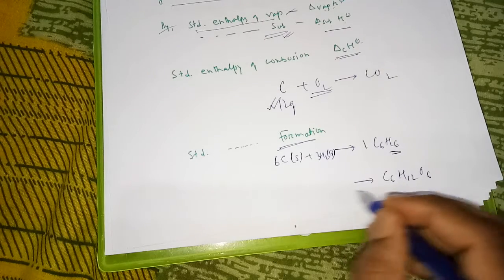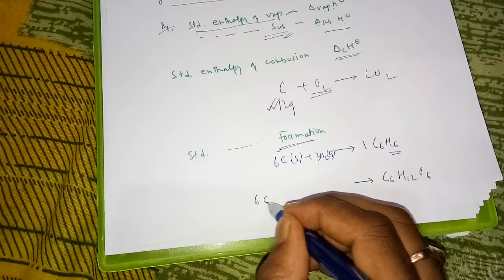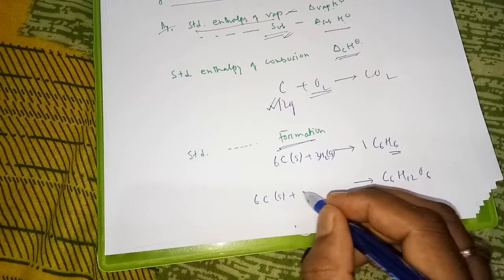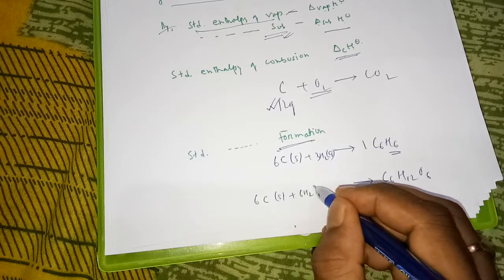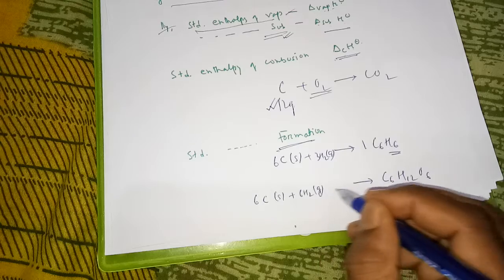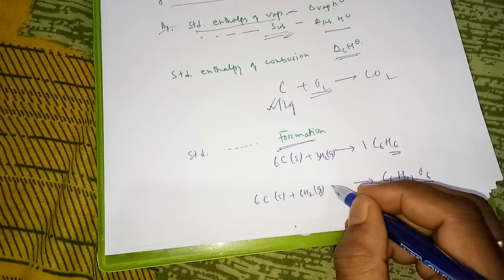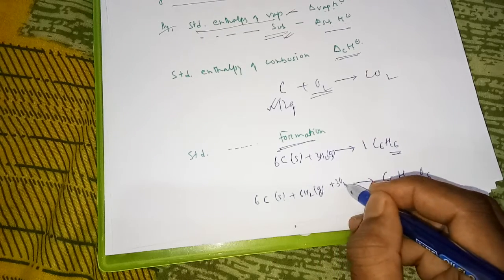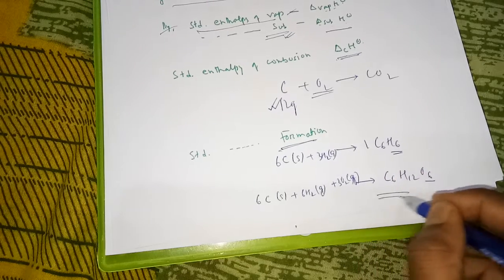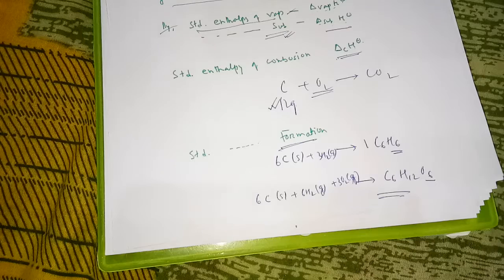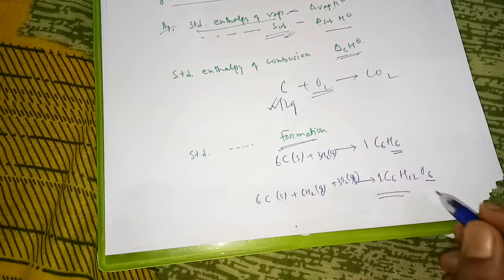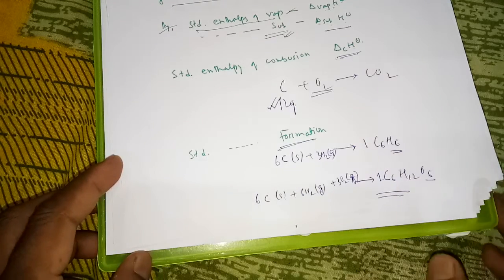Similarly, if you want to prepare glucose, C6H12O6, you require 6 carbon in the solid form, then 6H2, meaning 12 hydrogen, in the gaseous form, and we require 3O2 in the gaseous form. So all these things give us the enthalpy of formation of glucose. Remember, you have to prepare 1 mole. So this is what is called enthalpy of formation.